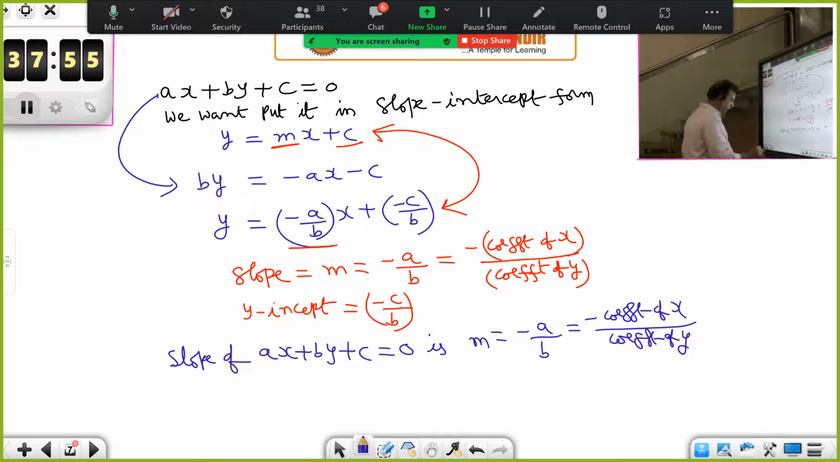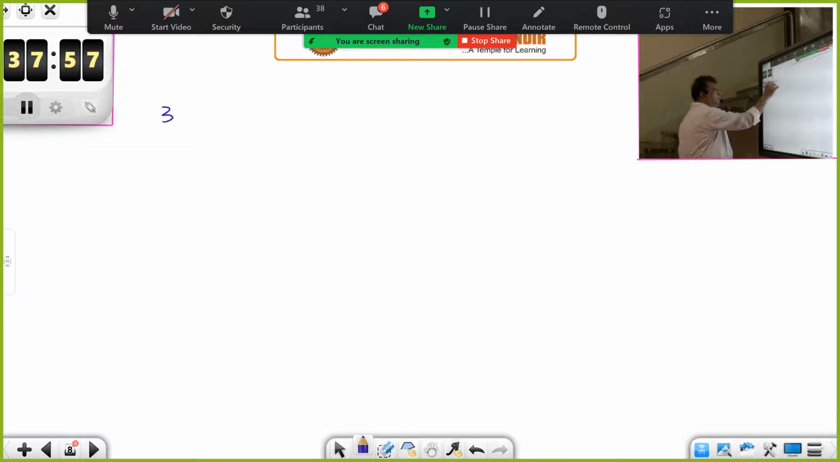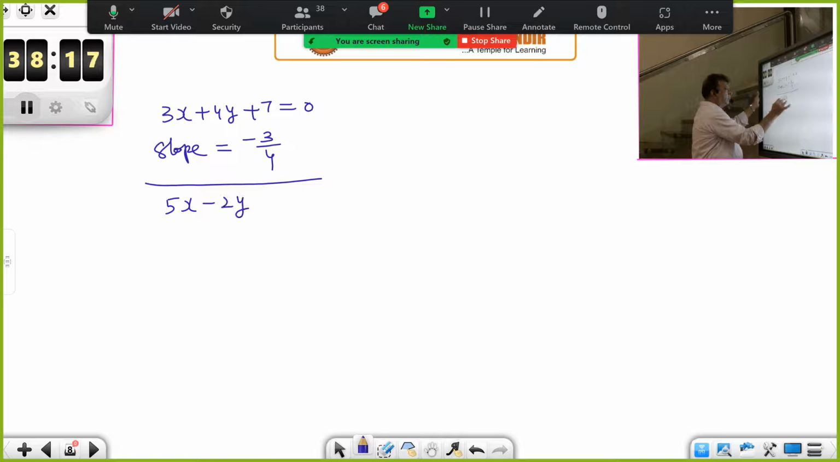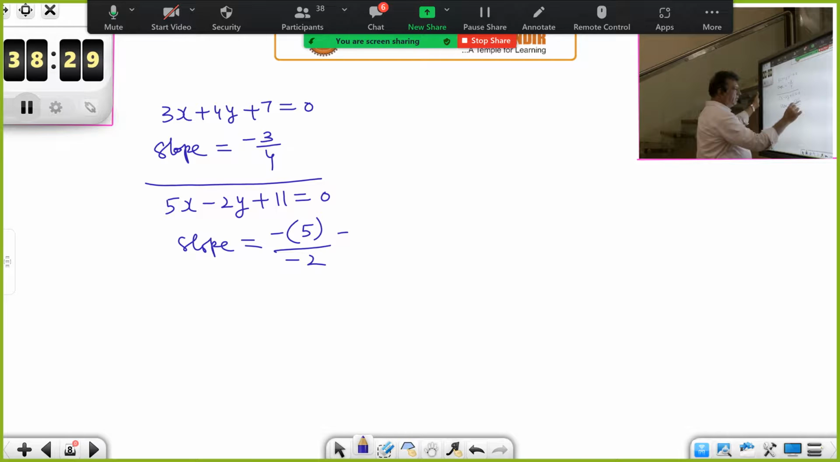Now let us do small problems on this. So 3x plus 4y plus 7 is equal to 0. What is the slope, Tanmayi? Sir, minus 3 by 4, sir. Minus 3 by 4. Minus of x coefficient by y coefficient. So 5x minus 2y plus 11 is equal to 0. Slope? Sir, 5 by 2, sir. 5 by 2. Minus of x coefficient by y coefficient, minus 2. So minus will cancel out and you will get 5 by 2.